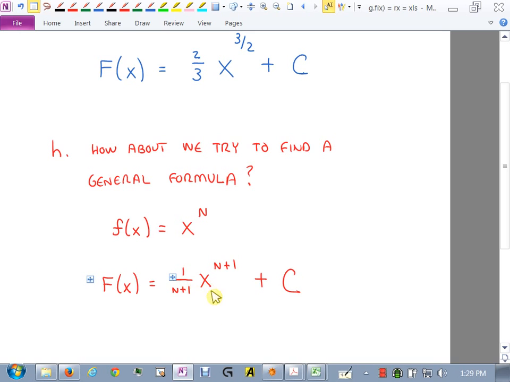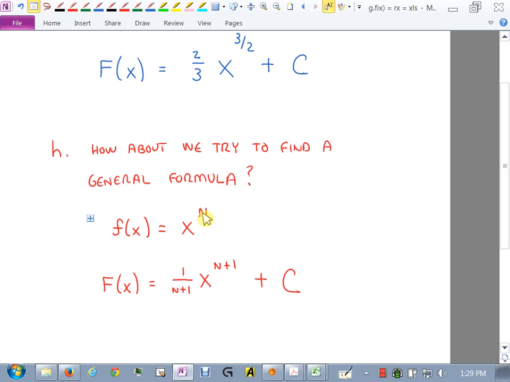And that should work for any power of x. I mean, yeah, any power of x except what power? For what value of n is this thing not defined? If n is what? 0 is okay, because I can plug 0 in here and 0 in here. -1. That's the only power of x this won't work for.